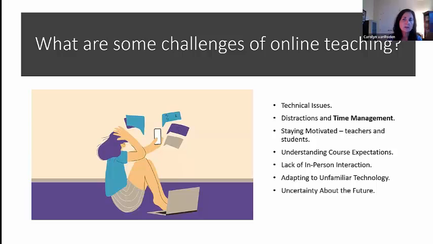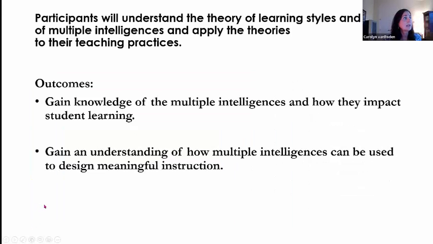I think also it's understanding their expectations, and this in particular, you hear this on the news all the time, the lack of in-person interaction. Our students really miss that human interaction. I know that some of them are very concerned about this and really would like to come into classes, and they are concerned about what's going to happen.